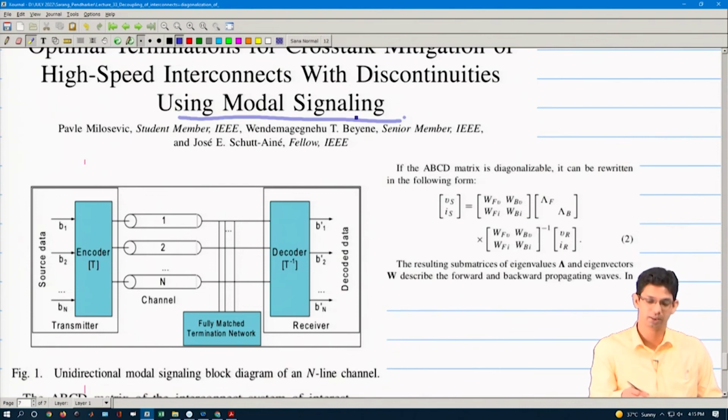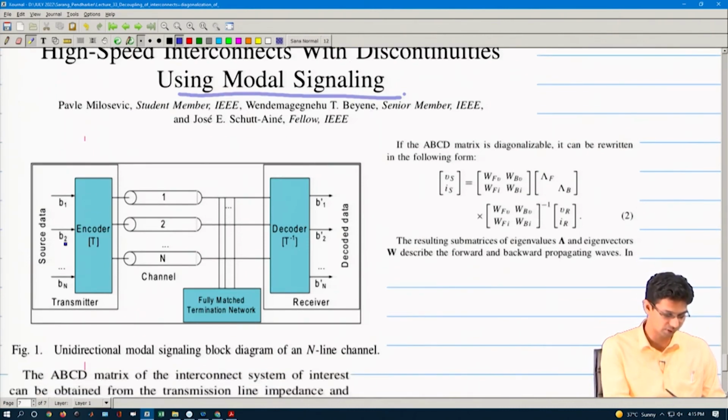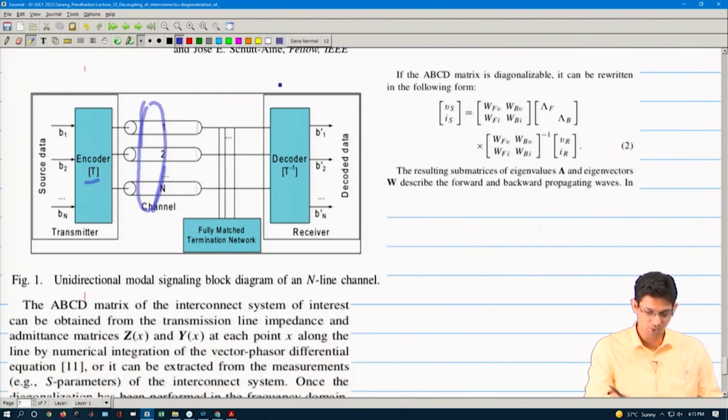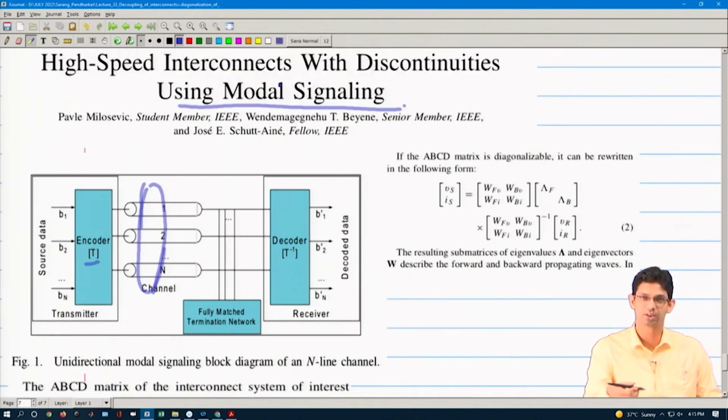In this reference there was this figure, there was an encoder and there was a decoder, and these are coupled interconnects. So, there are these coupled channels. Now, what is this T? This T is what we have derived. This is the same T as we have derived in this lecture. If you look at this paper, it is a lot more detailed, a lot more things are covered there than we can possibly cover in this lecture.